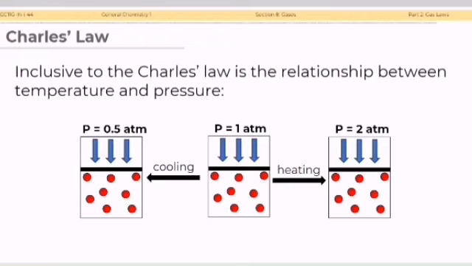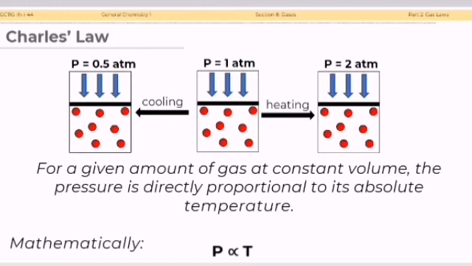Inclusive to Charles' law is the relationship between the temperature and pressure, and it can be seen in the illustration. For a given amount of gas at constant volume, the pressure is directly proportional to its absolute temperature. Again, directly proportional. Pressure and temperature are directly proportional.